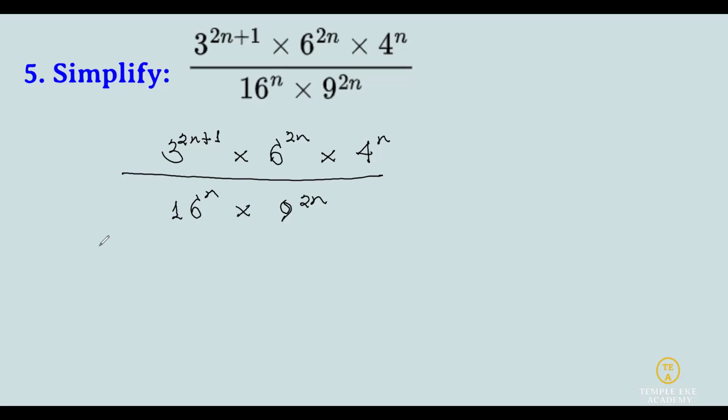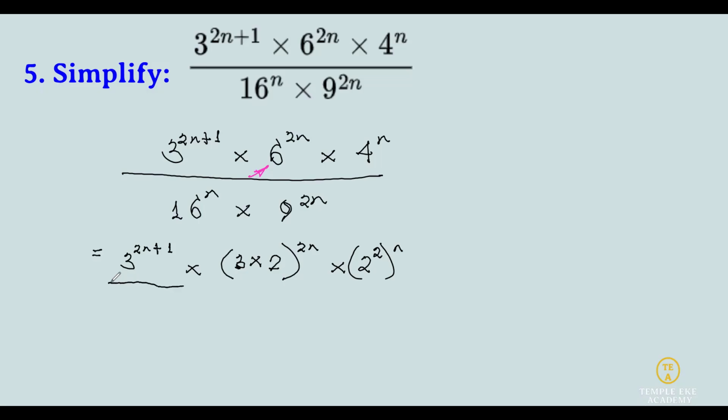So let us have this as 3 raised to the power 2n plus 1. Let's hold our piece there. 3 to the power 2n plus 1 multiplied by, now the 6 right there. The 6 in that position can be broken into 3 multiplied by 2. So that means 6 is actually 3 multiplied by 2, both of them to the power 2n. And multiplied by the 4 right there, which is actually 2 to the power 2, then with the n attached.